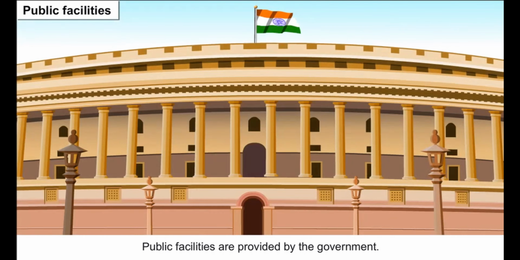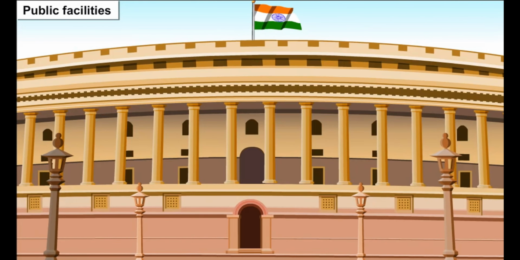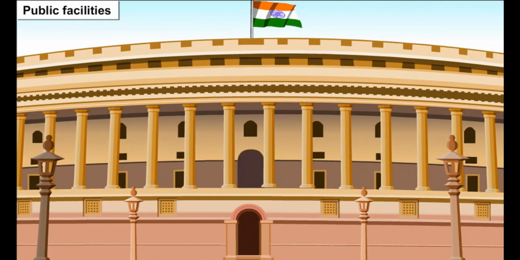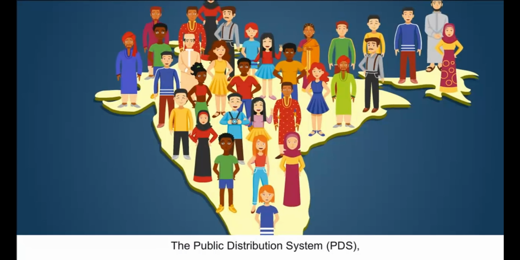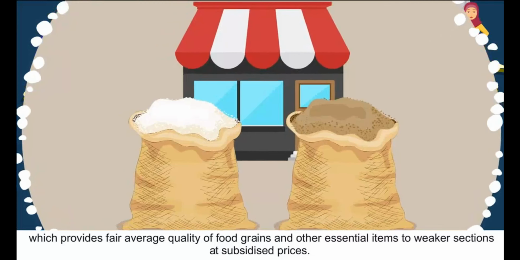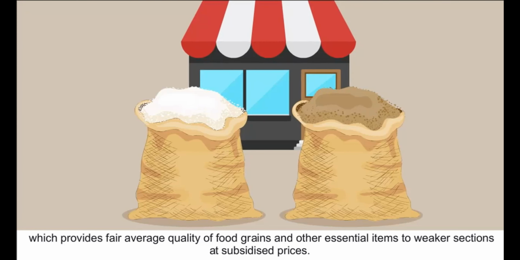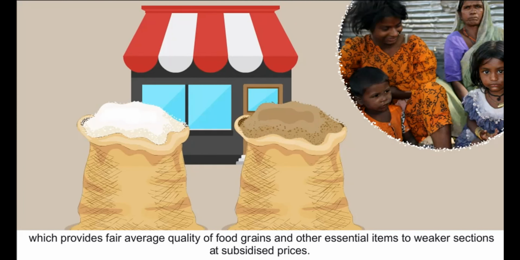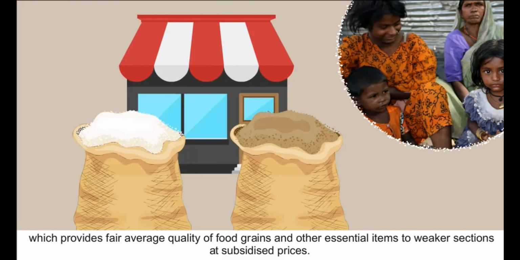Public facilities. Public facilities are provided by the government. Examples of such facilities are the Public Distribution System or PDS, which provides fair average quality of food grains and other essential items to weaker sections at subsidized prices.